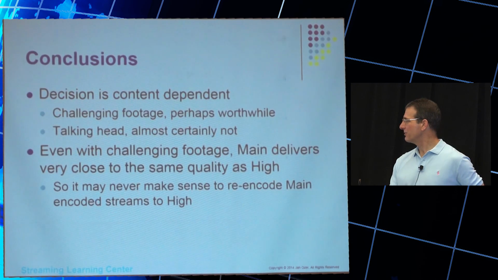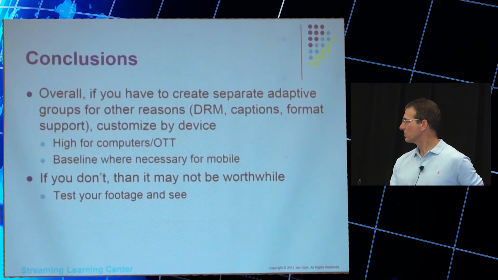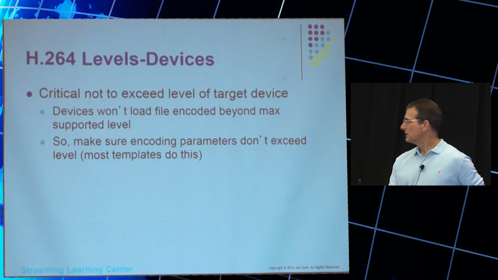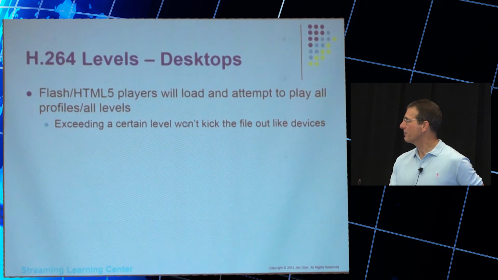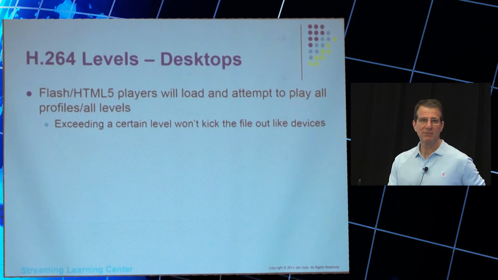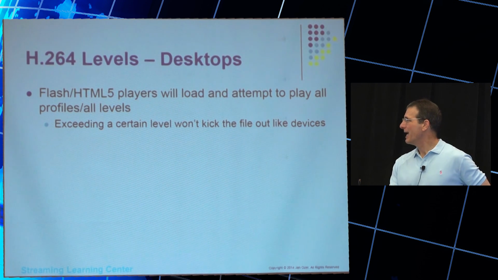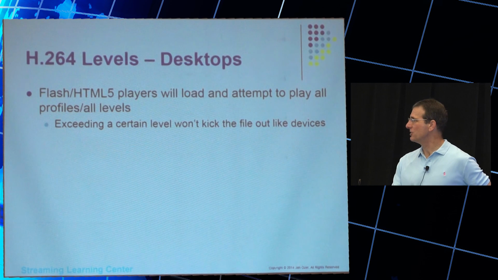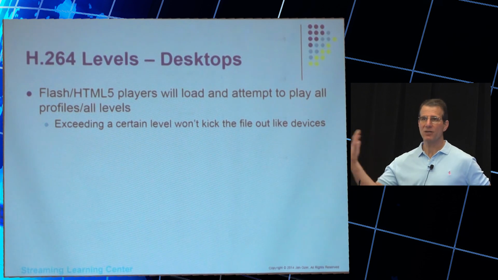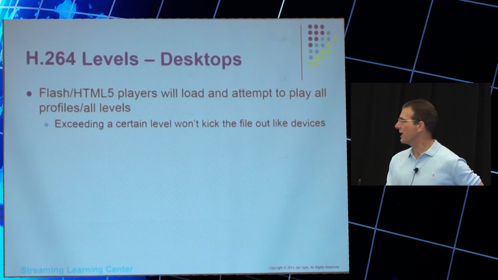Sorry for jumping back and forth. So it's critical not to exceed the level of the target device. It's only going to be a problem with mobile. It's not going to be a problem with desktops. Desktops can play H.264 encoded video, any profile, any level. So really, if you stick to the TN2224 recommendations, you're not going to run into any level problems. Just wanted you guys to know what they are.